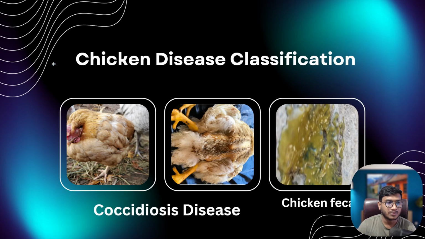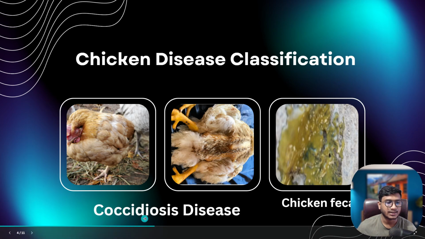Now guys, let's come to the problem statement. So here we'll be solving one problem statement called chicken disease classification. I think you know chicken has different kinds of disease. Here I have collected one dataset from a website. I'll tell you which website you can follow to collect these kinds of data. So I collected some images from that website. The images contain coccidiosis disease affected chicken. You can see this is the coccidiosis affected chicken. So this disease name is coccidiosis. You can search on Google what is coccidiosis disease. So this is one kind of disease that affects chicken.